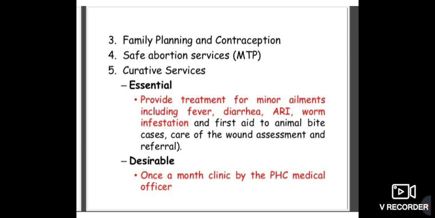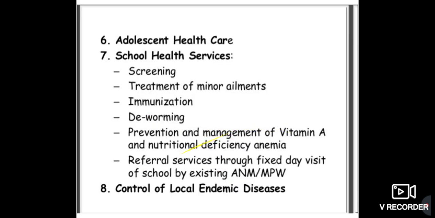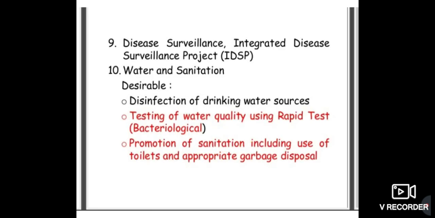Then curative service, especially providing treatment for minor ailments like fever, diarrhea, ARI, worms, etc., and desirably a monthly clinic by the PHC medical officer. Then adolescent care, school health service, then control of endemic disease. Another one is disease surveillance, the Integrated Disease Surveillance Project. Then in water and sanitation: disinfection of drinking water, testing the quality of water using the rapid test, promotion of sanitation including use of safe toilets and appropriate garbage disposal.